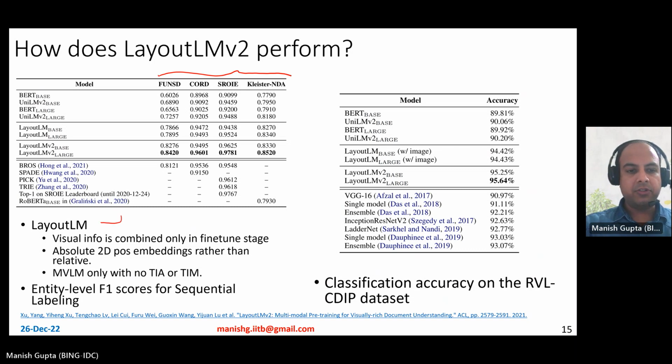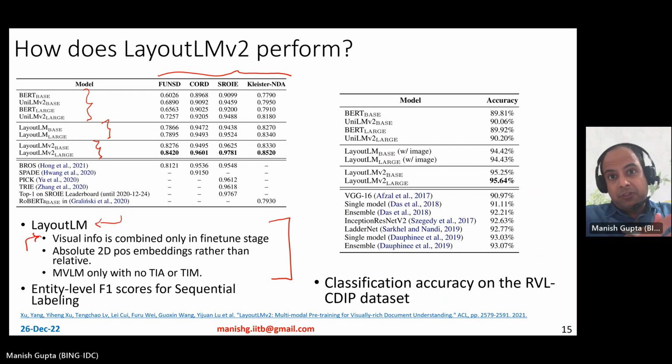We're comparing LayoutLMv2 models with multiple baselines: the standard transformer-based baselines, which don't care about layout at all, and also LayoutLM, which is a precursor to the LayoutLMv2 model. I did not talk about LayoutLM, but the way it differs from LayoutLMv2 is as follows. Visual information in LayoutLM is used only in the fine-tuning stage. But as we observed, visual information is crucial in the pre-training stage itself in LayoutLMv2, right?